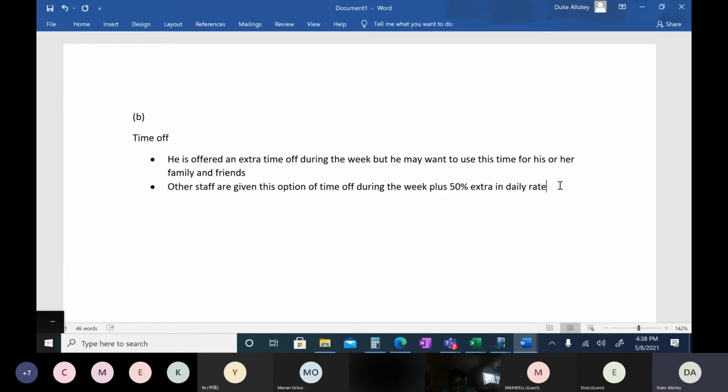So the other staff appear to be more incentivized, as in, as soon as they come, whether the sales increase or not, it is not linked to the sales. They are going to get 50% more anyway. They are also going to get time off, the same as the manager, but the manager doesn't get any extra apart from just the increase in this. But he may want to use this time for his family.